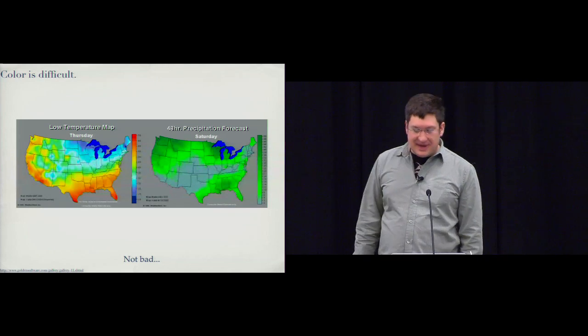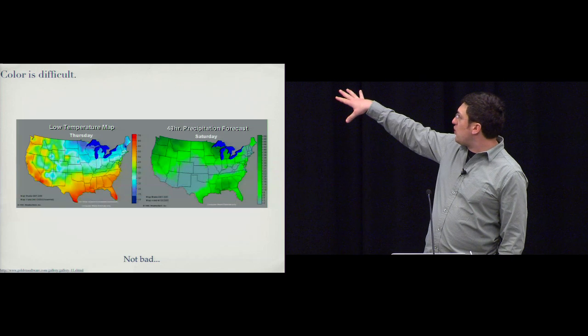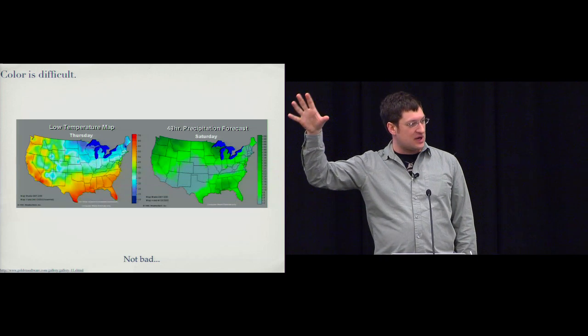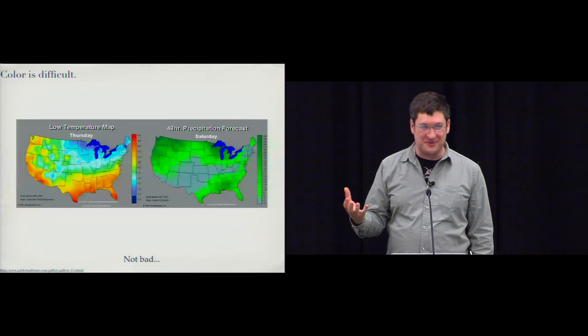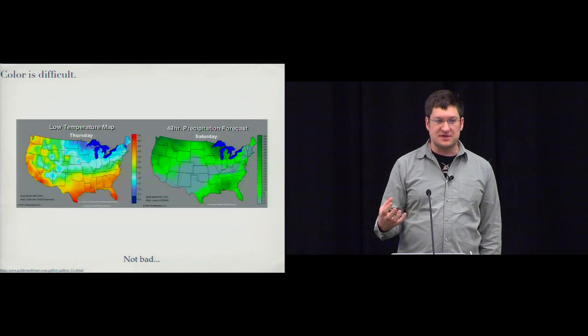The other map, the precipitation map, pardon me, is actually pretty well done in terms of where there's a lot of precipitation, up in Seattle where I live, it's darker. And where there's very little, down through the southwest, that bright green is almost entirely absent.